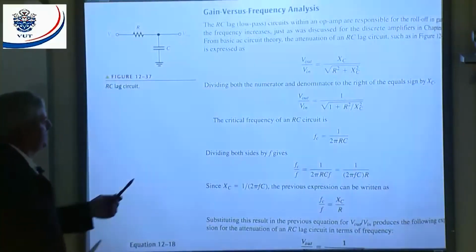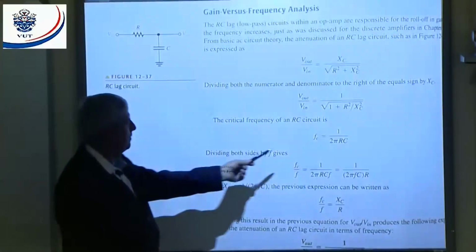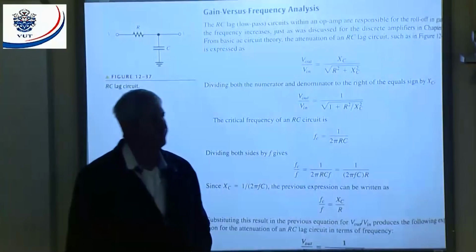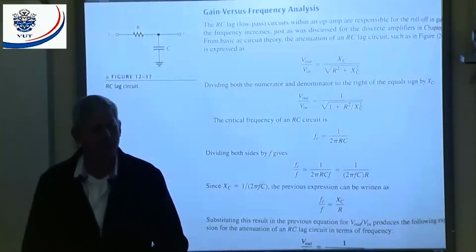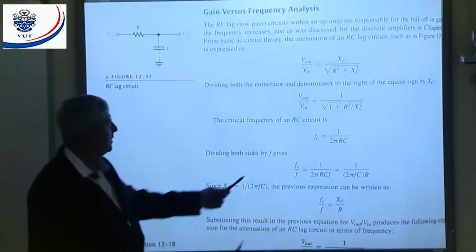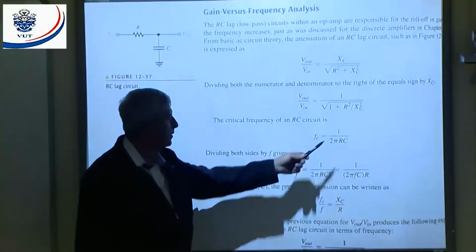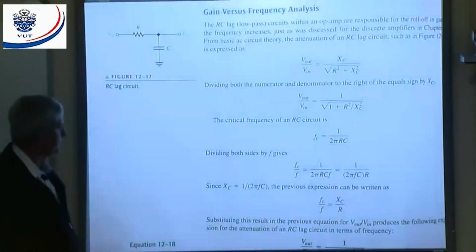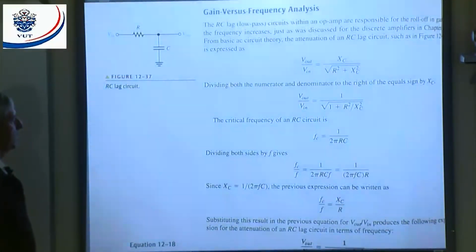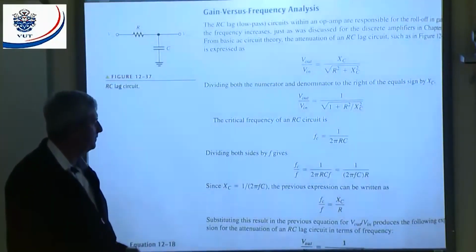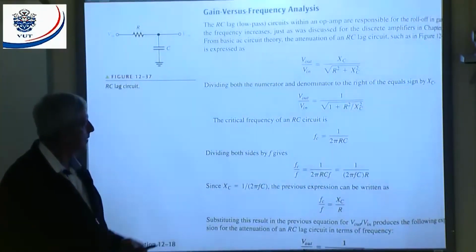They say substituting this result in the previous equation for V out divided by V in produces the following expression for the attenuation of the RC lag circuit in terms of frequency. This is an RC lag circuit. Then I can say V out divided by V in is equal to 1 upon the square root of 1 plus F squared divided by FC squared. F is the frequency and FC is always my critical frequency.